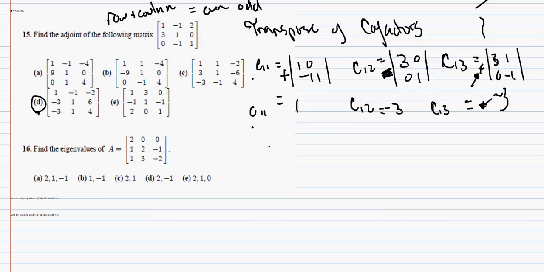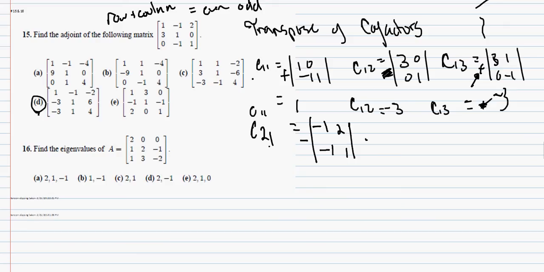If we continue on, we get C21. C21 is in row 2, column 1. We cross that out and have negative 1, 2, negative 1, 1. It's in row 2, column 1, and adding those up, that's odd. So that's negative. C21 is negative.